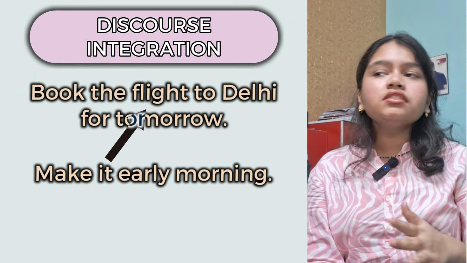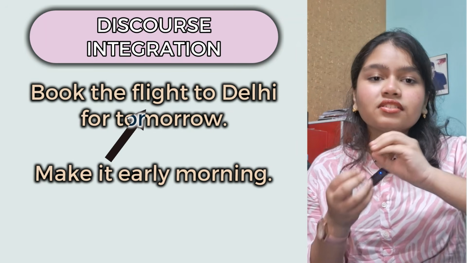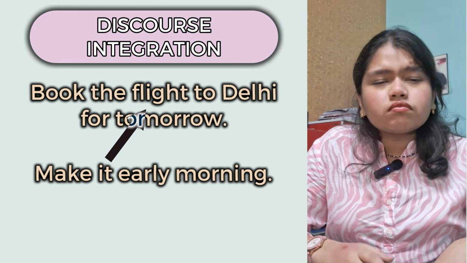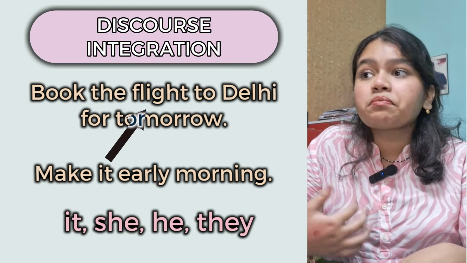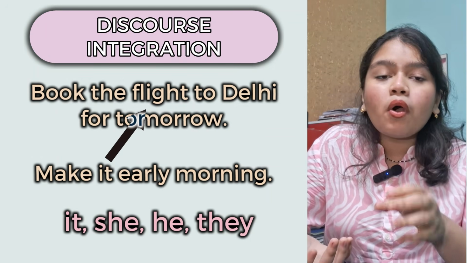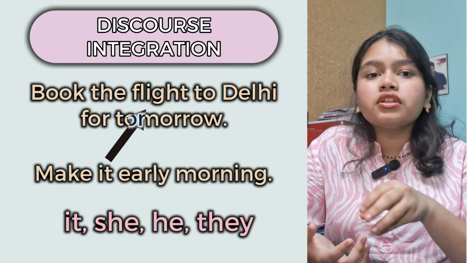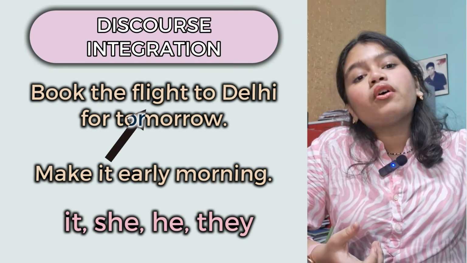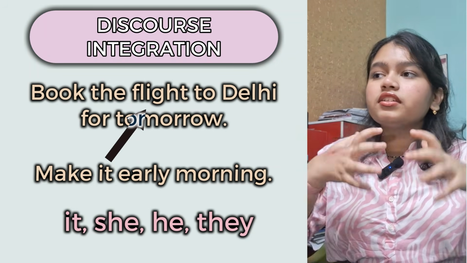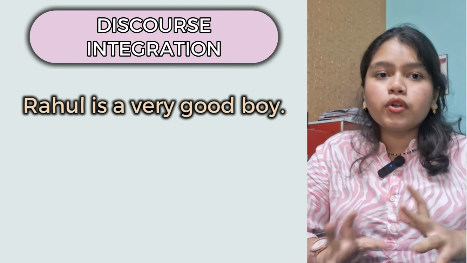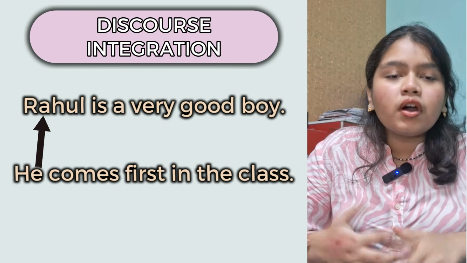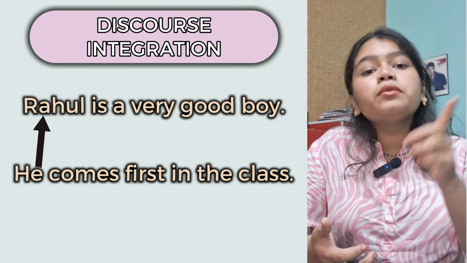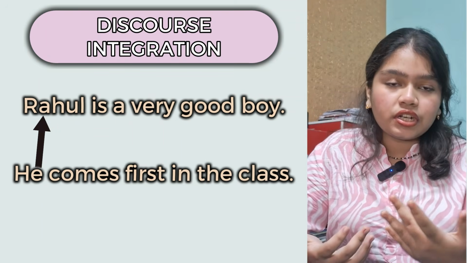Discourse integration means that when there are multiple sentences, it tries to establish a meaning or a relationship between the sentences. Okay, so if there are pronouns like it, she, he, they, this, that, in discourse integration it tries to connect these pronouns with the correct nouns of the previous sentences. So if I have a sentence like "Rahul is a very good boy, he comes first in the class", the pronoun "he" tries to find the correct noun for which I can establish a relationship.